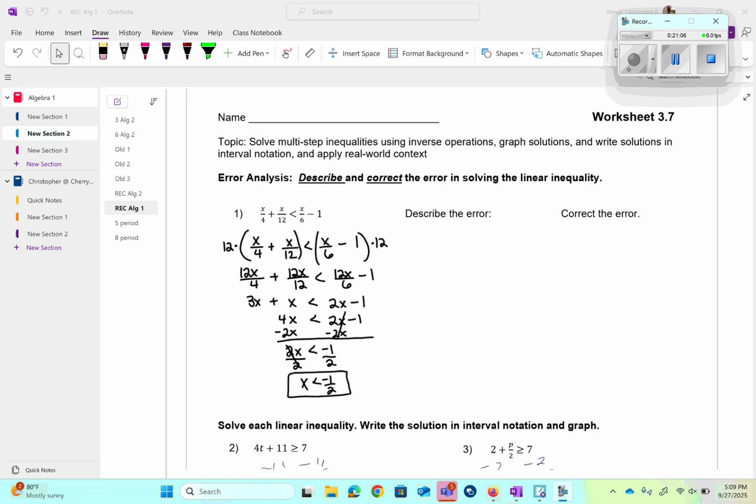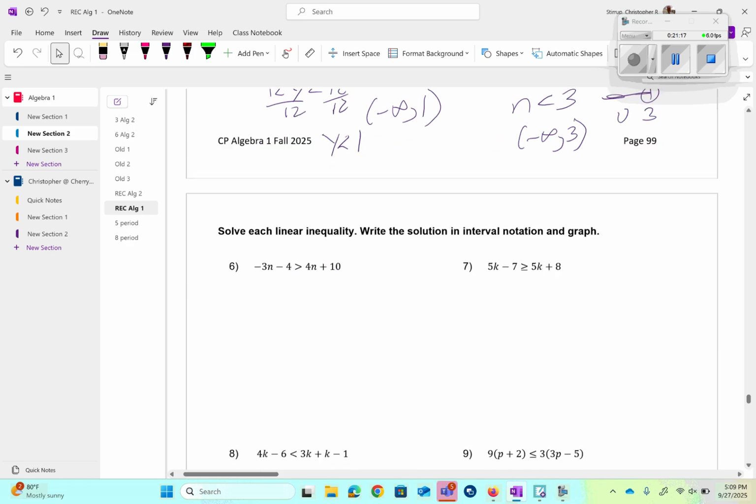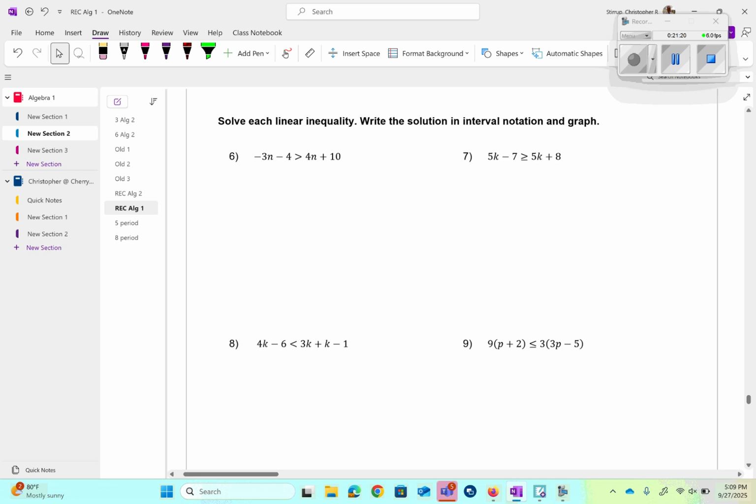All right, worksheet 3.7, you're just working on this. If you just copy these answers down, then that means, again, you don't know that. It means you're copying. So you might want to describe the error. So talk to your teacher about those. And let's head down here.